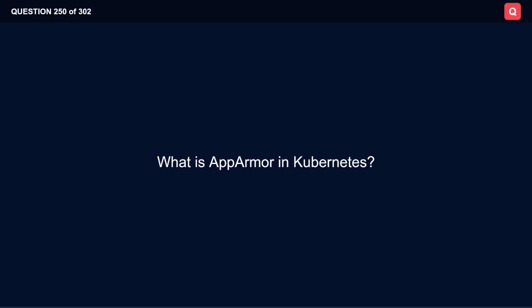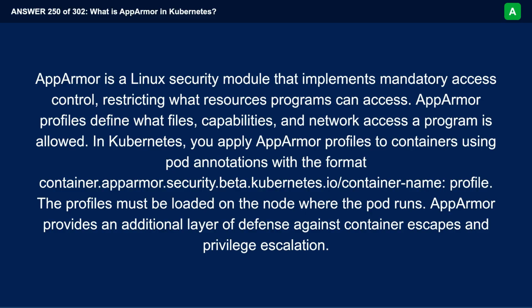What is AppArmor in Kubernetes? AppArmor is a Linux security module that implements mandatory access control, restricting what resources programs can access. AppArmor profiles define what files, capabilities, and network access a program is allowed. In Kubernetes, you apply AppArmor profiles to containers using pod annotations with the format container.apparmor.security.beta.kubernetes.io/container-name: profile. The profiles must be loaded on the node where the pod runs. AppArmor provides an additional layer of defense against container escapes and privilege escalation.